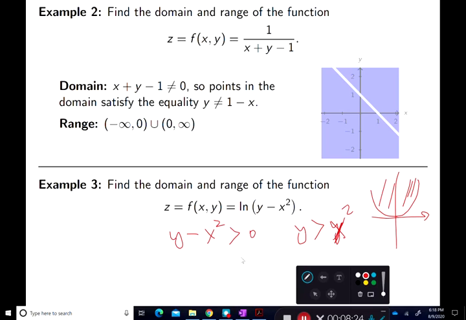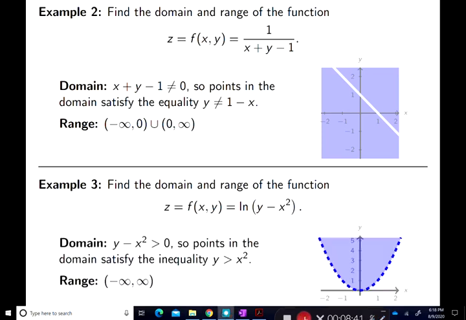So what is the range? Again, because the inside can be anything bigger than 0, the range is the same as the range of natural log, which is again negative infinity to infinity. So this is the domain, and the range is negative infinity to infinity. If you notice here, the boundary is dashed. That means it's not part of the domain, because y equal to x squared is not going to be part of the domain.